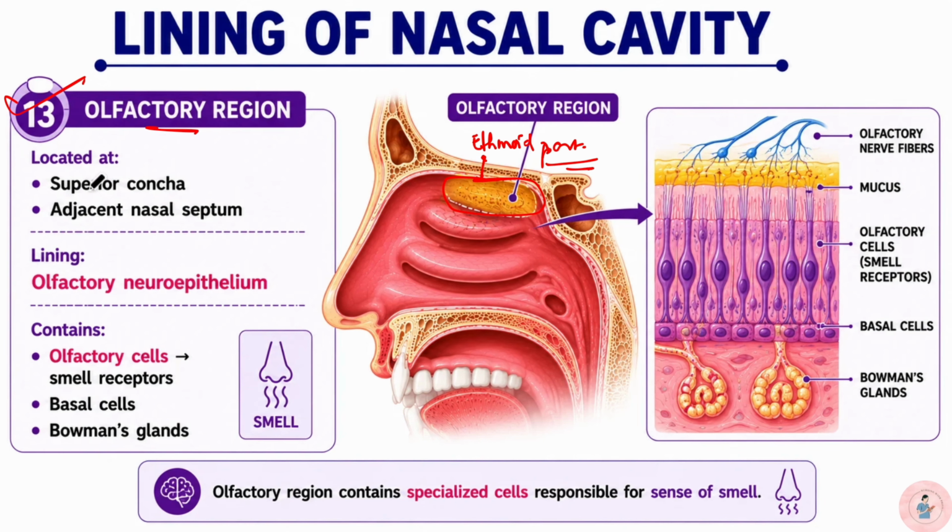Fine. It is located at superior concha. It is lined by the olfactory neuroepithelium. It contains the olfactory cells, basal cells and Bowman's gland. यहाँ पे तुम देख सकते हो that it has these cells, olfactory cells which have the smell receptors. So जो भी बाहर से smell molecules आते हैं they are being received here and the Bowman's gland जो है it produces a fluid which helps us detect this smell.